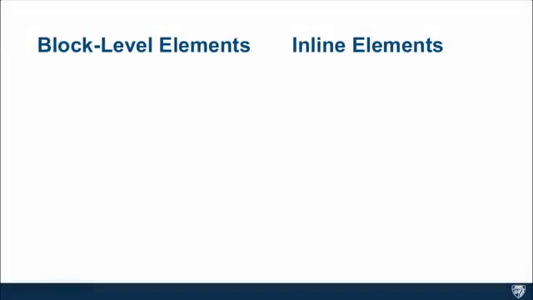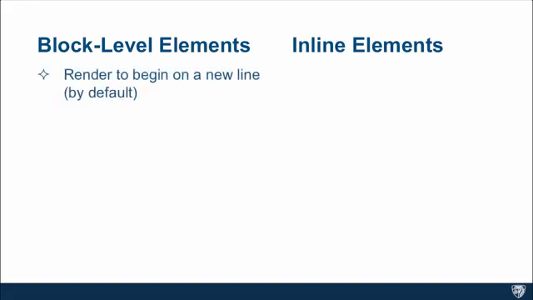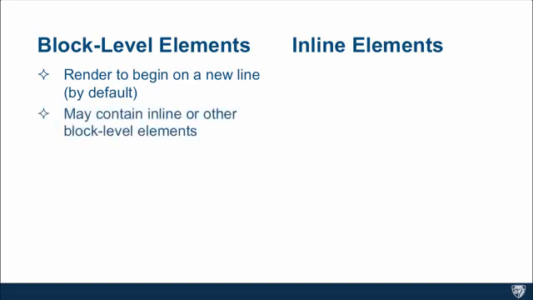So all elements fall into basically two categories under the traditional content model structure, either block level elements or inline elements. Block level elements render to begin on a new line by default. You could change that with CSS, but we're not talking about CSS at this point yet. So what that means is every time you specify a block level element in HTML, the browser will automatically place that element on a new line in the flow of the document. Block level elements are allowed to contain inline or other block level elements within them.